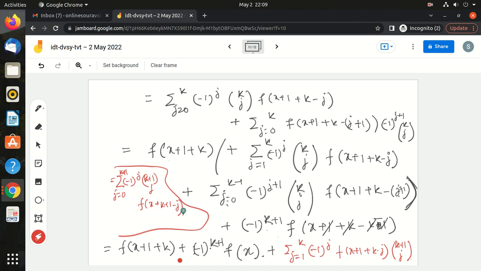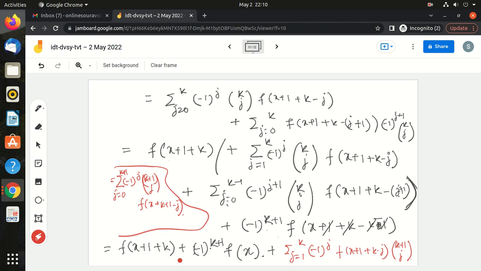So see, if you put j equal to 0 here in this equation, what do you get? Then minus 1 whole to the power 0 is plus 1 here, and k plus 1 choose j, which is k plus 1 choose 0, which is 1. So it is 1 here, and you put j equal to 0. So you get this term. Clear?